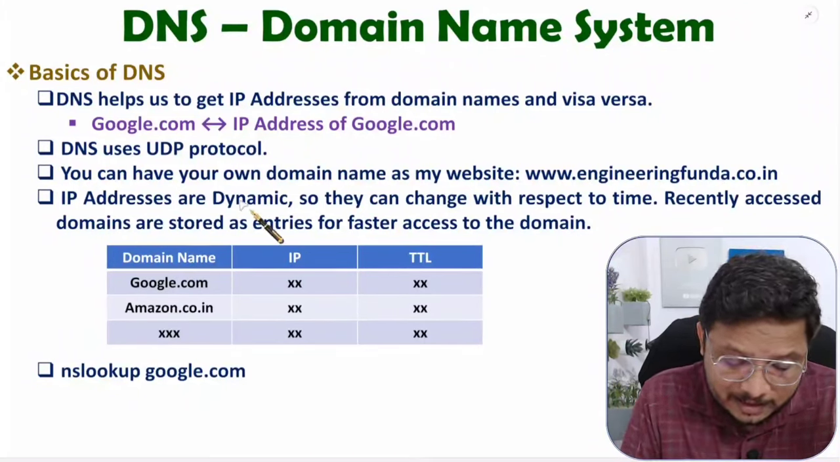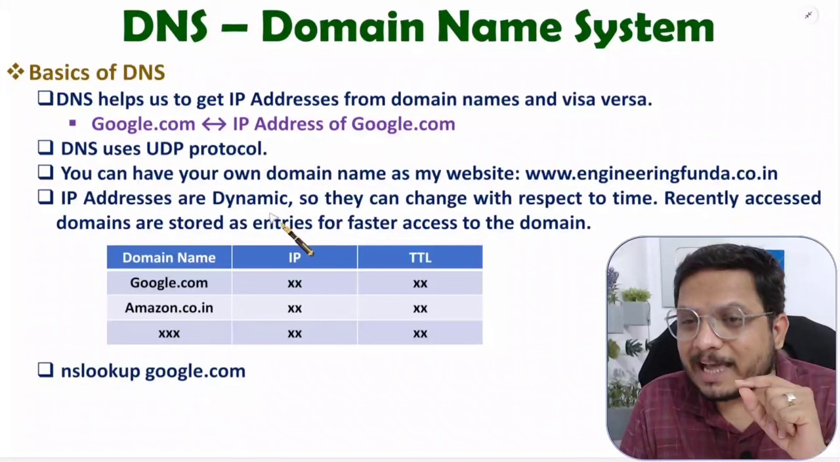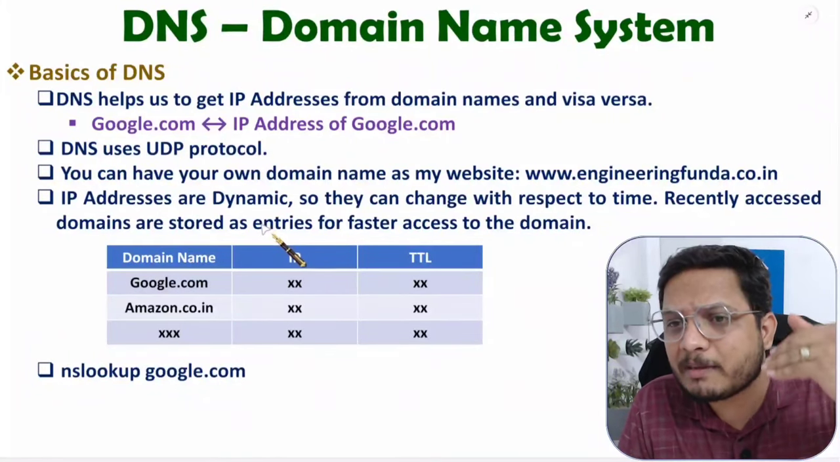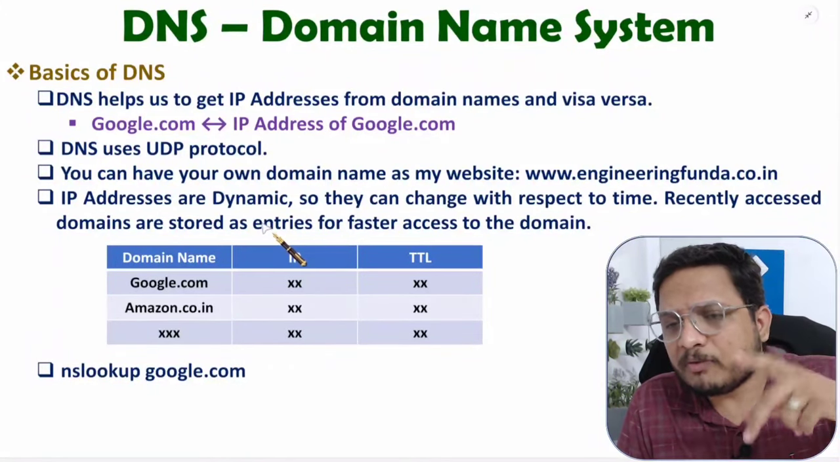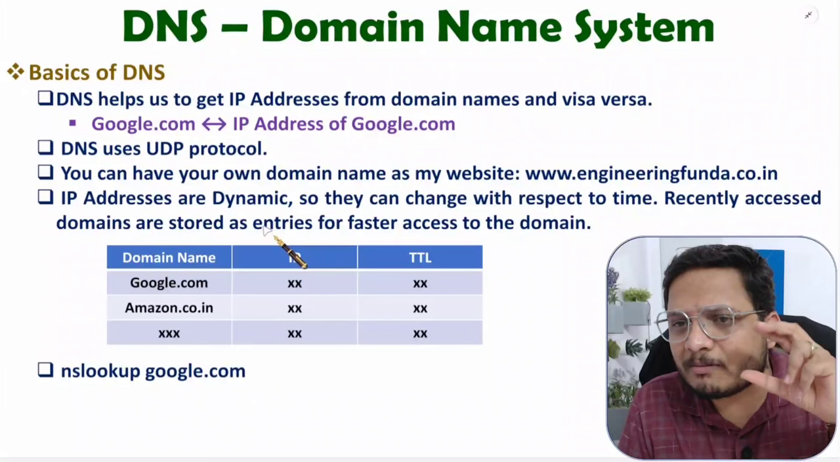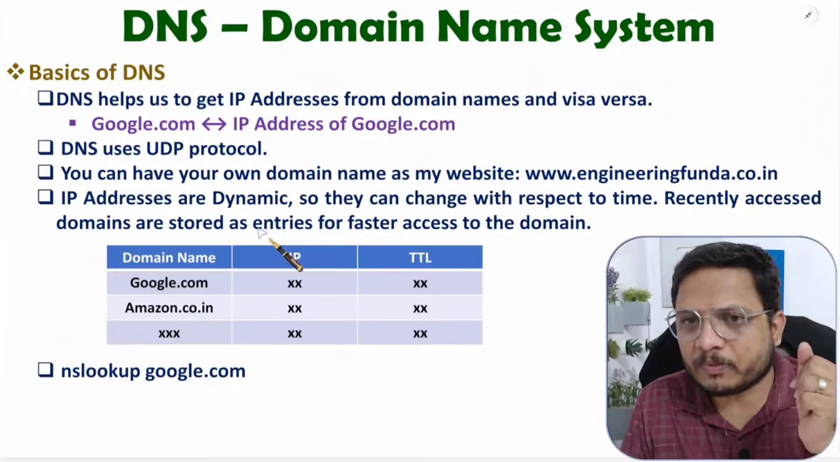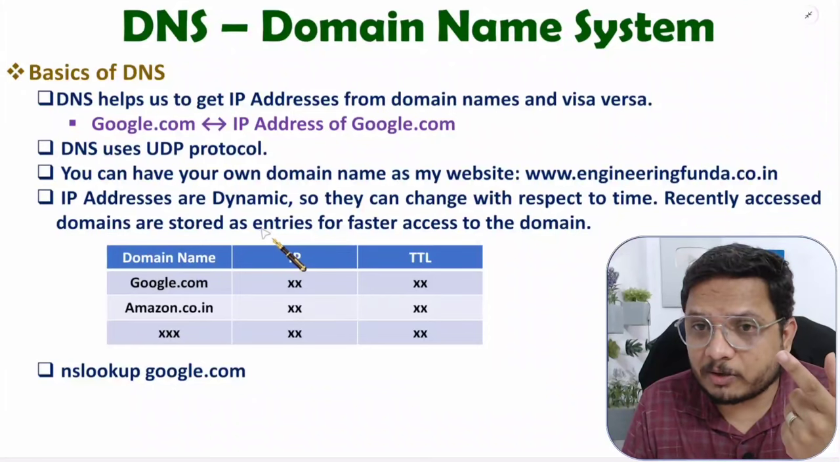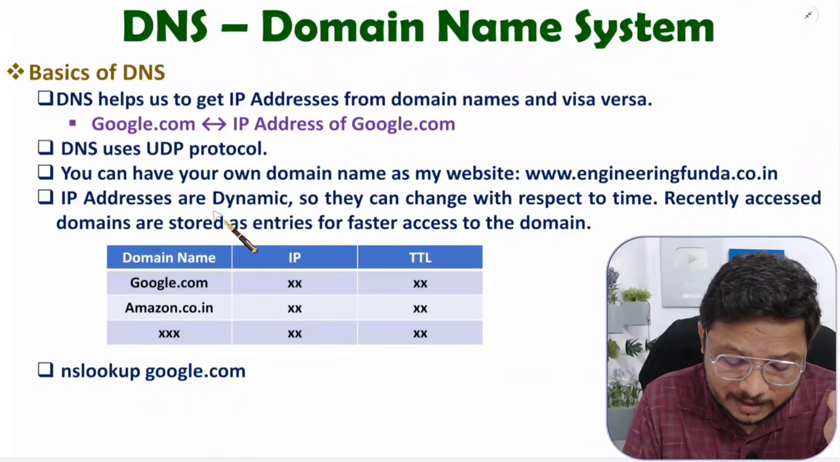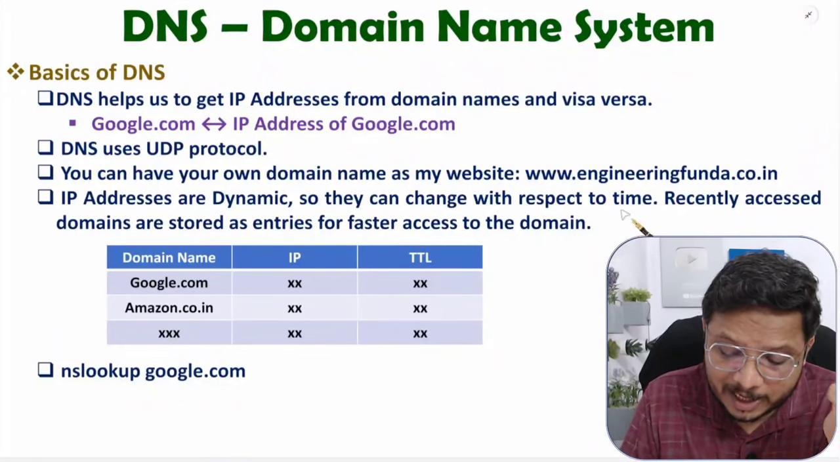See, IP addresses are dynamic. You should know that. Dynamic means that with respect to time, the IP will change. Two days ago, when I was looking at the IP of my computer, it was different compared to today, right? So the IP address will change with respect to time. IP addresses are dynamic.